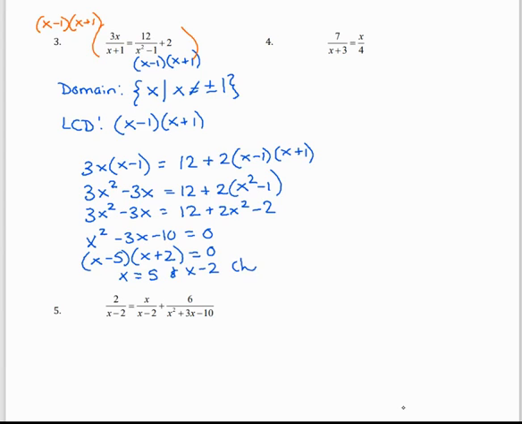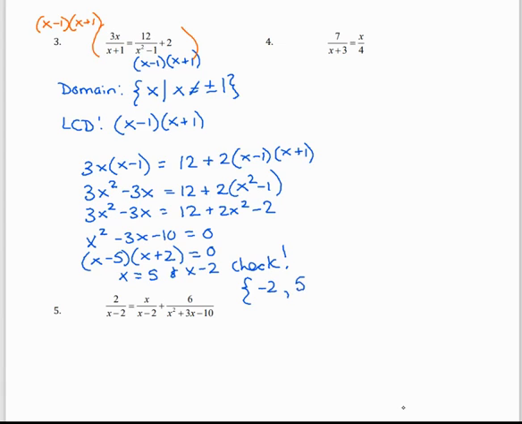But we need to check. Are those okay? Yes. The domain said we just can't be 1 or negative 1. So both of those solutions are okay. So sometimes you'll see it circled like that. Otherwise, they'll write it as a solution set.